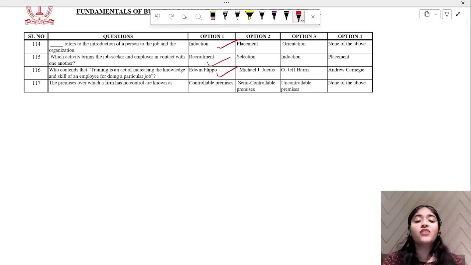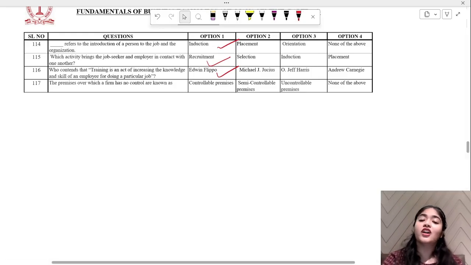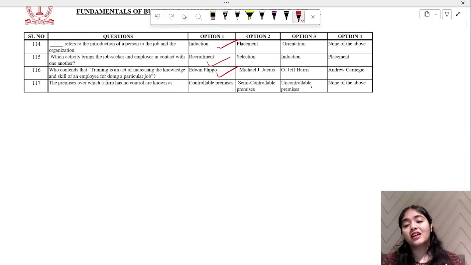Premises over which a firm has no control are known as controllable premises, semi-controllable, uncontrollable premises, or none of the above. You don't have the control, so that is undoubtedly uncontrollable premises. Right. I hope you were thorough with this particular set of MCQs.